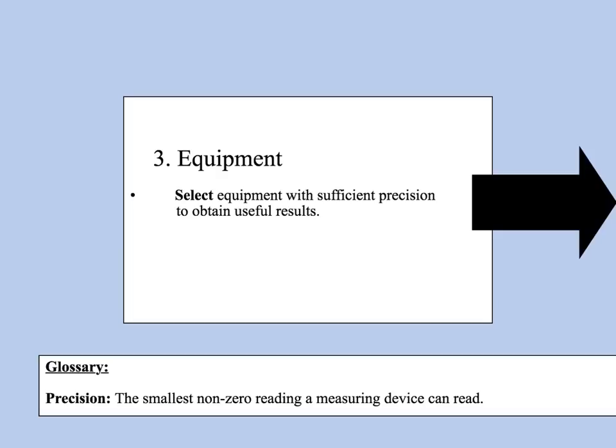Obviously, if you're measuring something in kilometers, you're not going to use a meter rule, you're going to use some other kind of distance measuring device. And it's about selecting one that's appropriate for your experiment, so it has the appropriate precision for your experiment. And we've got here a glossary of what precision is at the bottom.